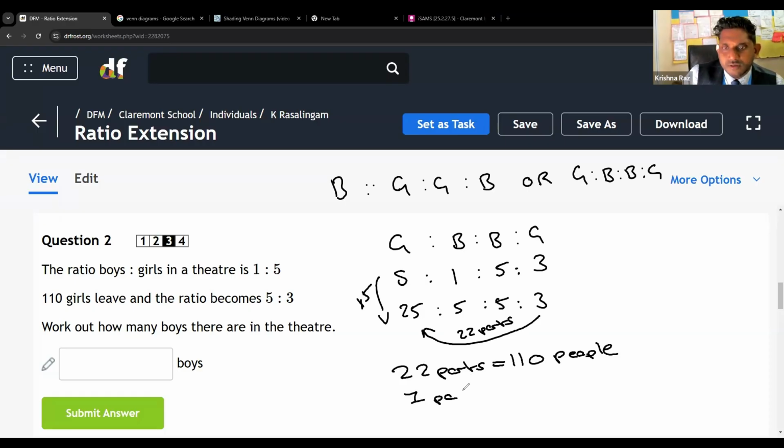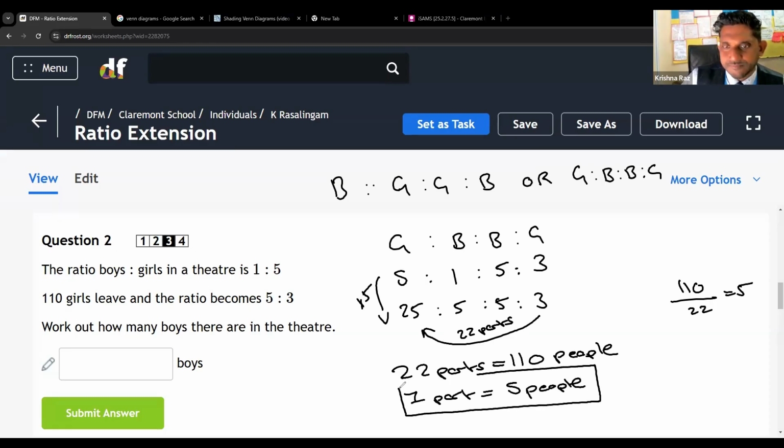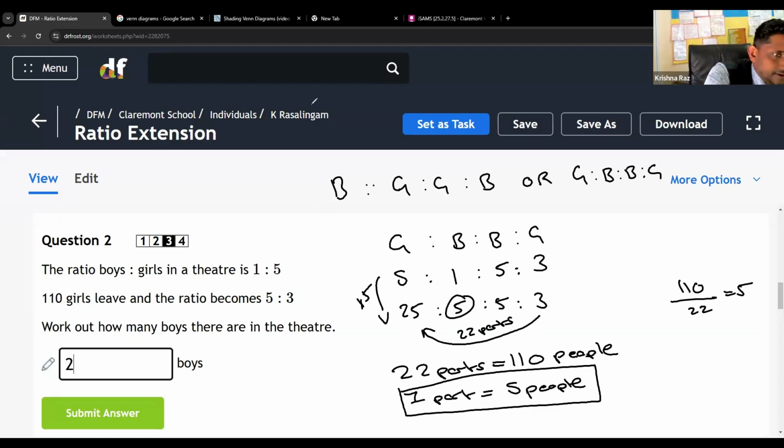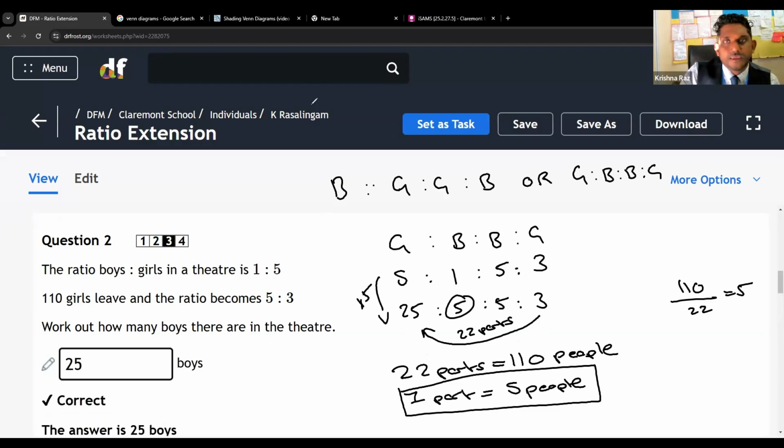So 1 part is 110 divided by 22, which is 5. You whack it in your calculator if you don't believe me. So we get this. So how many boys are there? Well, 5 parts are boys. 5 times 5 is 25. So that answer should be 25. Boom.